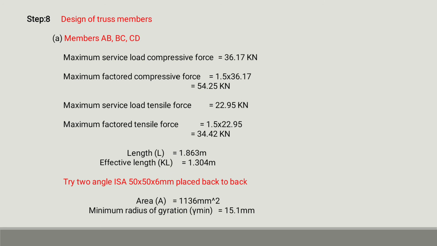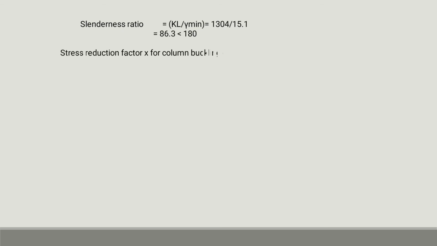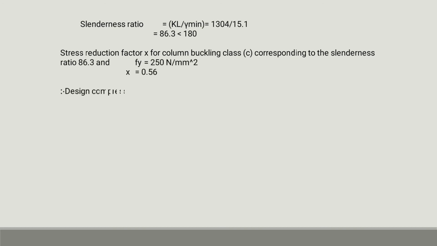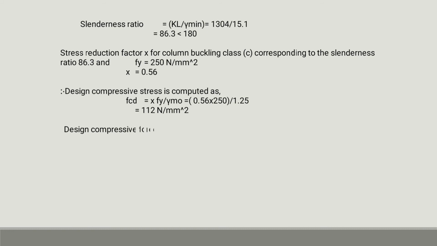Placed back to back. So area is equal to 1136 mm square. The minimum radius of gyration, r minimum, is equal to 15.1 mm. Then slenderness ratio is equal to KL by r minimum. This formula is in the code book, page number 20. The stress reduction factor corresponding to the slenderness ratio, with fy equal to 250 Newton per mm square.